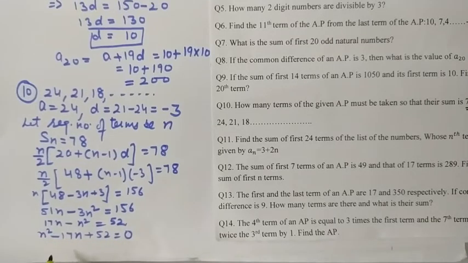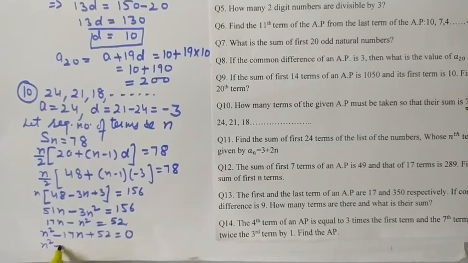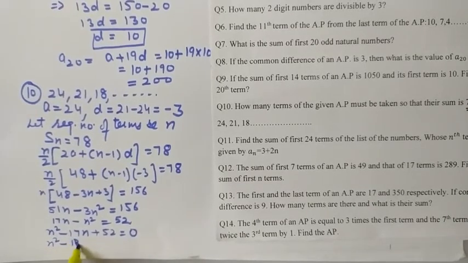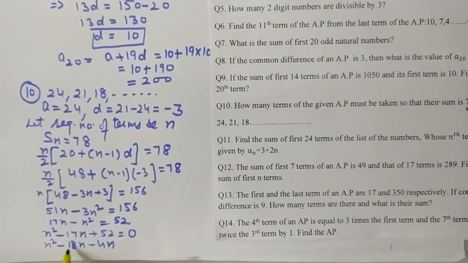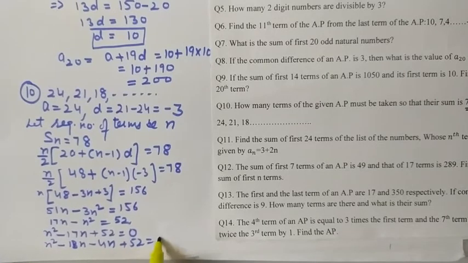That is 13 and 4. So you can say that minus 13n and minus 4n. Minus 13n minus 4n is minus 17n, and their product is plus 52n square. So n square minus 17n plus 52 is equal to 0.